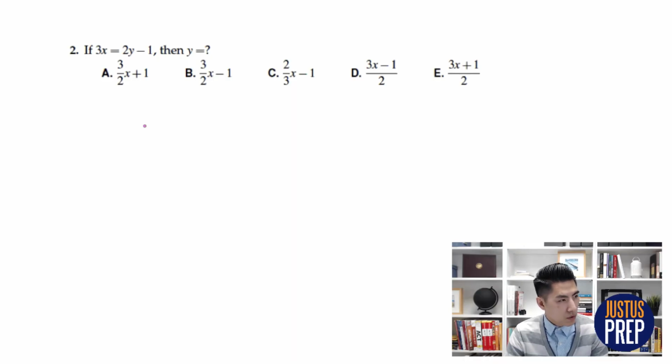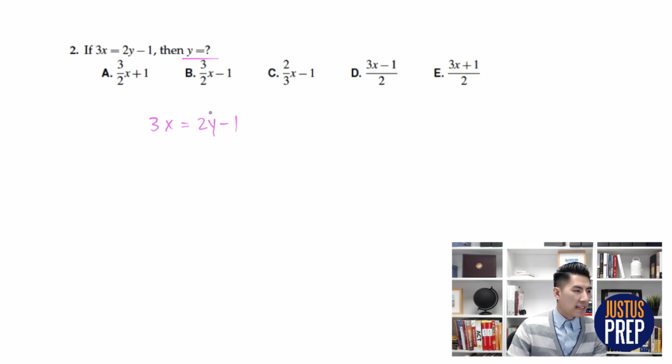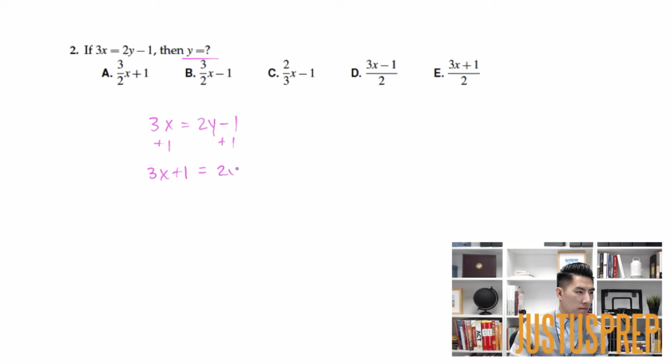Right, question number 2. If 3x equals 2y minus 1, then y equals. Here, let's just take the original equation, and we want y. So we're going to isolate this y. This is a fairly easy problem. All we're going to do is bring everything to the other side except the y. So the first thing we'll do is add 1 to the other side. So that'll be 3x plus 1 equals 2y.